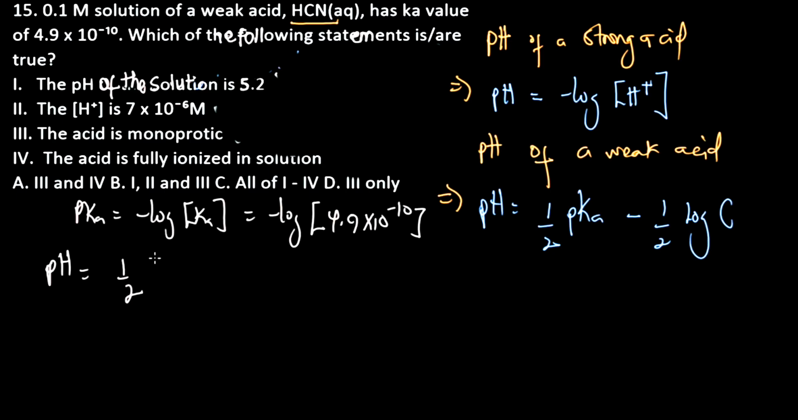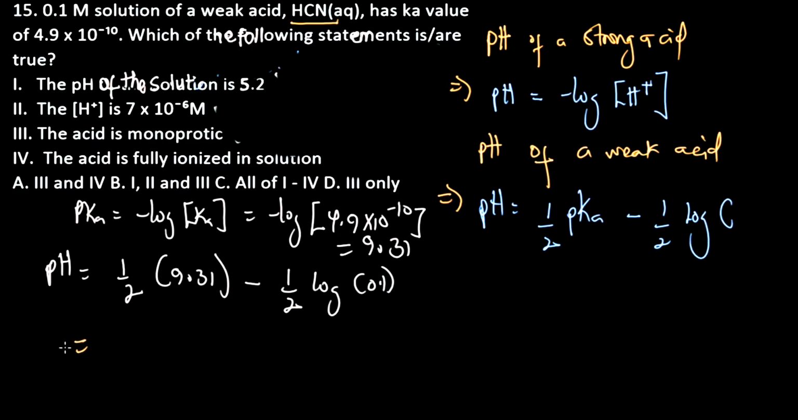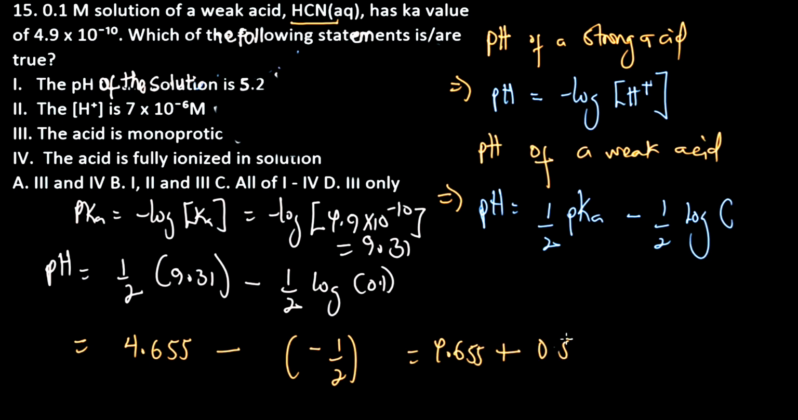So we have this to be 9.31 minus 1 over 2 log C. The concentration of the weak acid is 0.1. So therefore this becomes 4.655 minus, this becomes negative 1 over 2. So we have 4.655 plus 0.5. So we have it to be 5.155, which is approximately 5.2. So this is a correct statement.